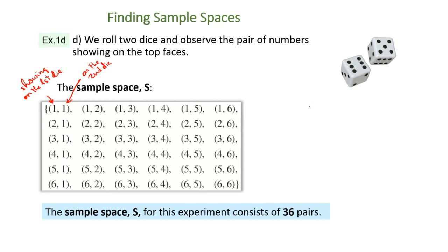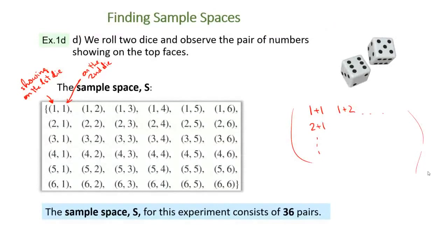We can write here the sum. So if you are interested in the sum, we can write 1 plus 1, 1 plus 2, 2 plus 1, and so on. But there are still 36 outcomes. An event is a subset of the sample space. So, for example, an event can be: the first die shows a 3, in this line, or the second die shows 5, or 5 on at least one die, or the sum is 7.